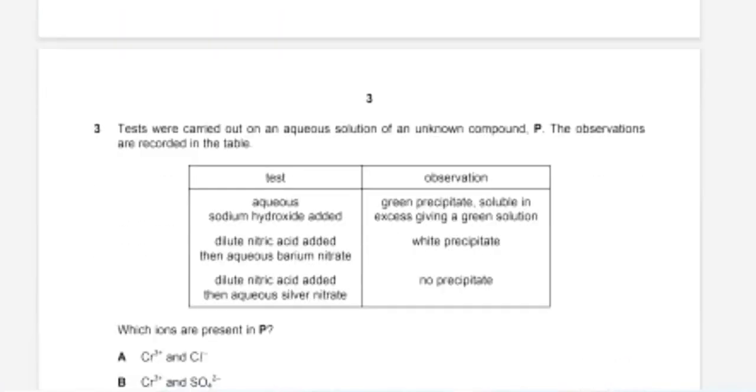Question number 3. Tests were carried out in an aqueous solution of an unknown compound. The observations are recorded in the table. So what is the test? Let's see. Aqueous sodium hydroxide added gives a green precipitate, soluble in excess, giving a green solution. When there is a green solution, you must know that there is Fe2+ ion.